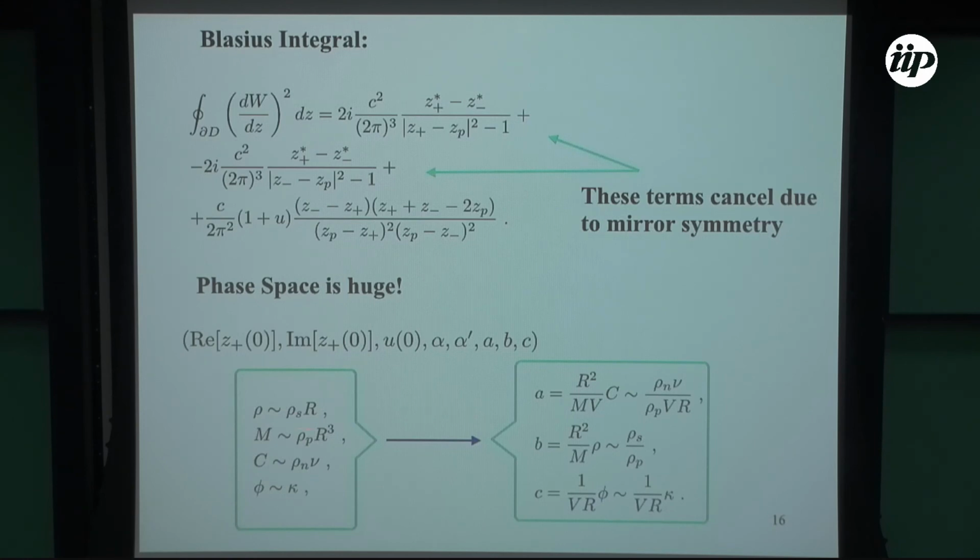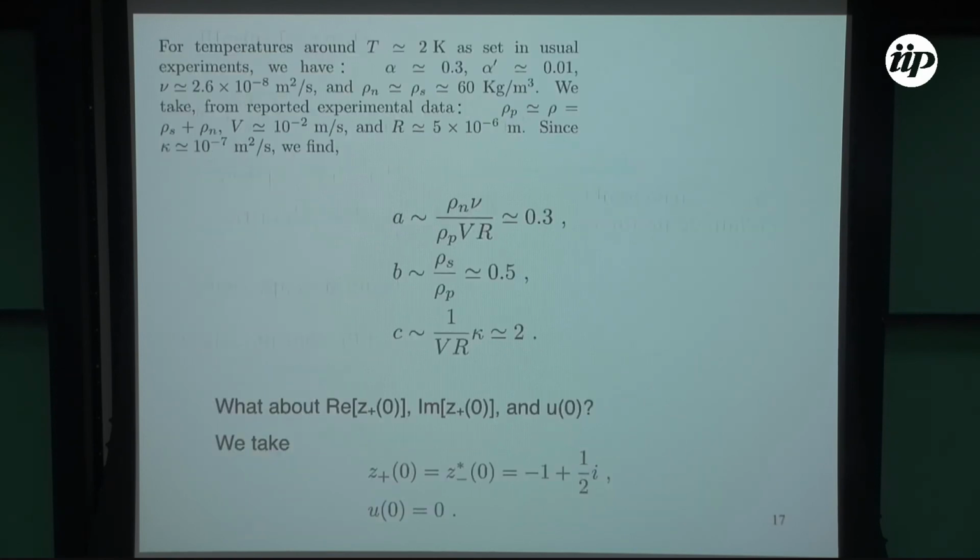So rho, the density in 2 dimensions, can be written like the 3-dimensional density of the superfluid times the particle radius. The mass of your particle is rho p, the density of particles of the deuterium, for instance, multiplied by the radius cubed, and so on. This is the drag coefficient that you have in Stokes' law, the usual one. And phi, you can replace by the circulation quantum, kappa. And this way, you get expressions for A, B, and C. So it depends on some physical quantities. Okay, you can estimate them.